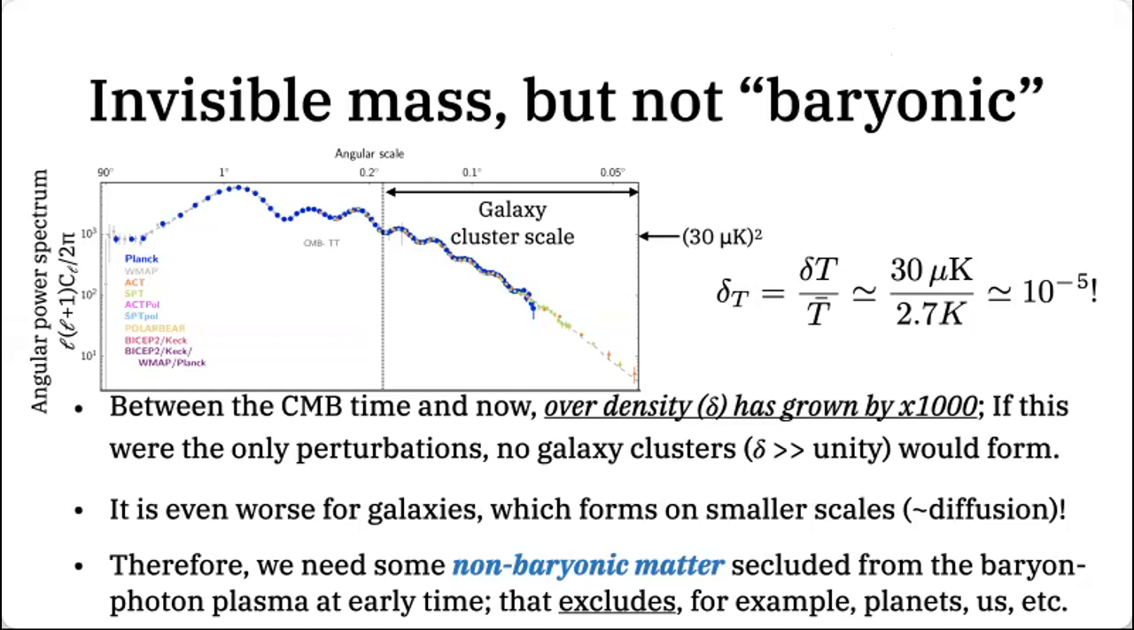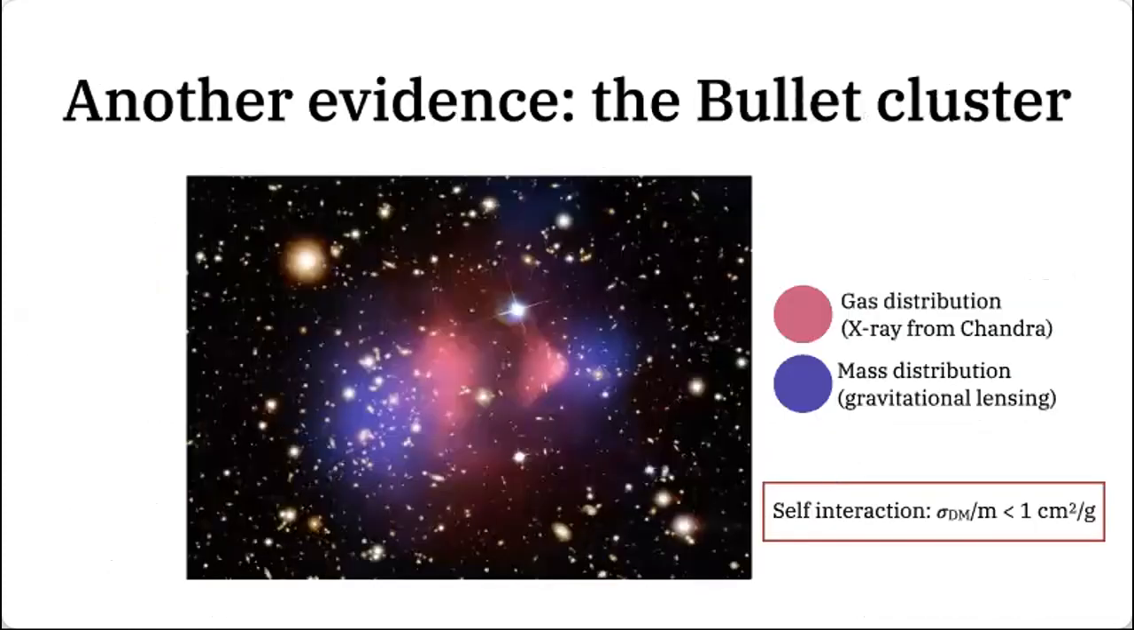Okay, so that includes, for example, planets or us as a component of dark matter. I mean, in terms of astrophysical properties, we don't shine by ourselves, and neither does our planet. So the Earth or us, we can be some part of dark matter, but we cannot be 100% of dark matter. Okay, so now the astronomical evidence for dark matter comes from the bullet cluster.